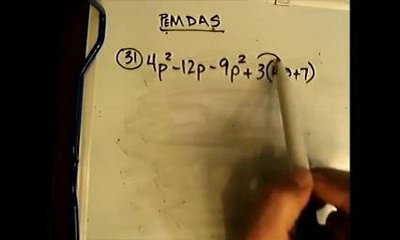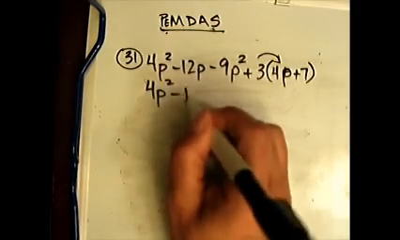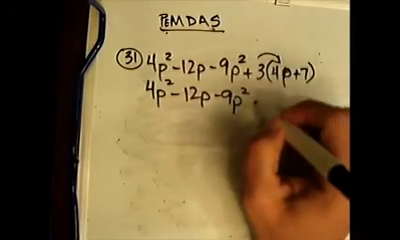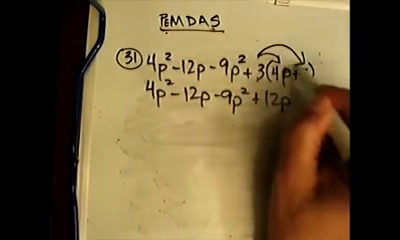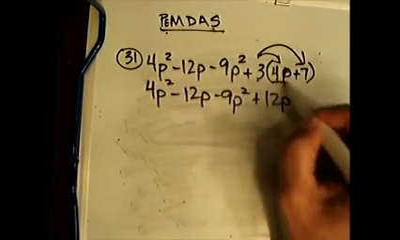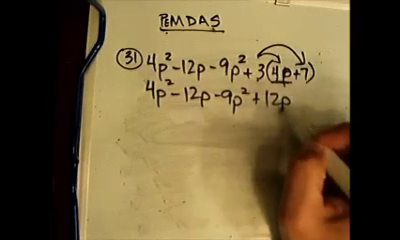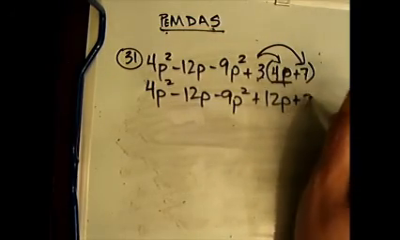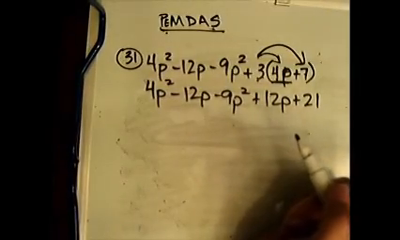So let's distribute this. Alright, so 4p squared minus 12p minus 9p squared. When we distribute this, it's 12p, because 3 times 4 is 12. Now let's do this one. Don't forget the p, because that's part of this number right here. So the 4 and the p go together. So 4 times 3 is 12, and then you have the p. Now 3 times 7, 21.